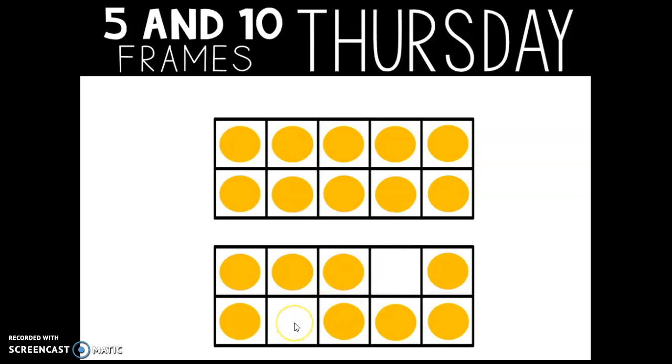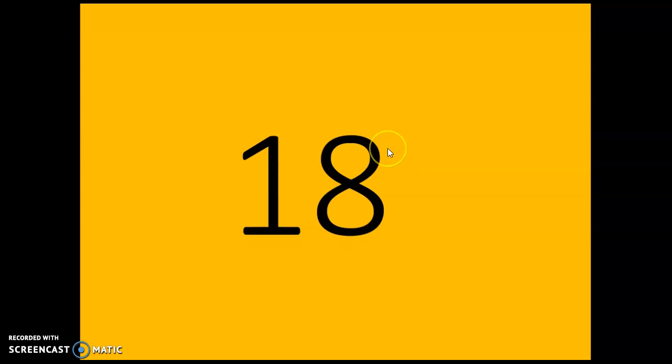So just like before, when there were 2 squares that were missing in our 10s frame, we knew 10 take away 2 was 8. So if you look at this quickly, we can see 10 and 8 together equals 18. So there were 18 dots there. All right, let's look at our next one.